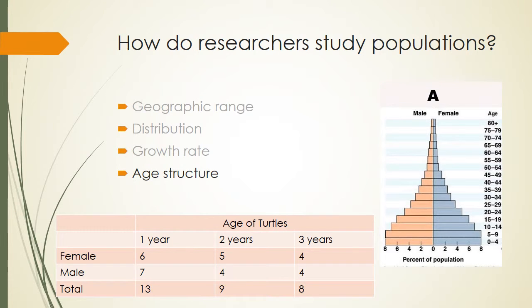Age structure is also studied by researchers to see how individuals in a population age. This data can be shown in a table, as we've already seen, but it can also be displayed in a graph. Note here that the bars are percentages of a population, not the number of individuals per age group.